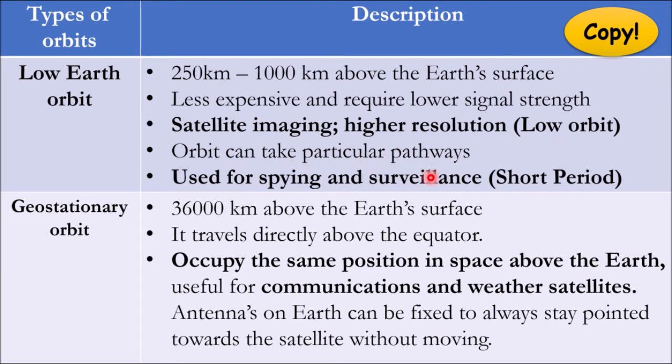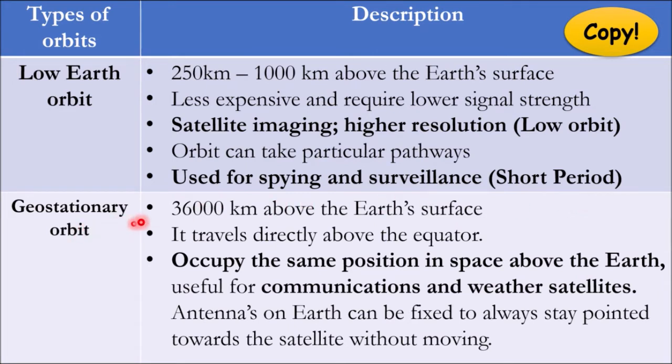These orbits can take a particular pathway, like we said. It could be equatorial, it could be polar, it could be inclined. And then we also have, usually for surveillance purposes or spying, the reason being it has a shorter time period for one revolution or one orbit, meaning you can track changes in the landscape a lot faster.